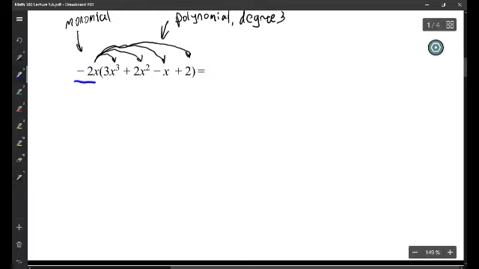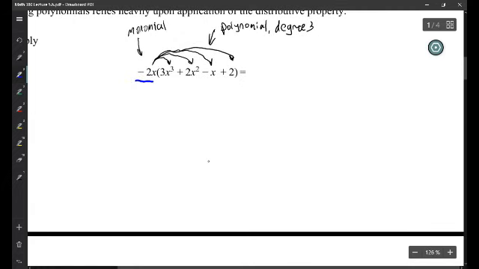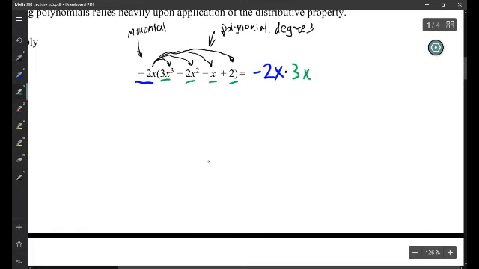So outside we have negative 2x, which then multiplies to everything inside. So we get negative 2x times 3x cubed. And then negative 2x times 2x squared.